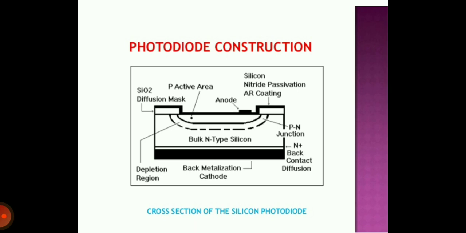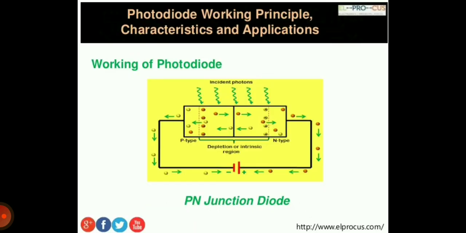Then photodiode construction. From the upper side, there is metallization. Metallization is used to connect the leads, and after that SiO2 is shown. Then P type semiconductor, and below that N type semiconductor, that is the PN junction, and the depletion region is shown in the figure, and at the bottom side there is a metallic contact.